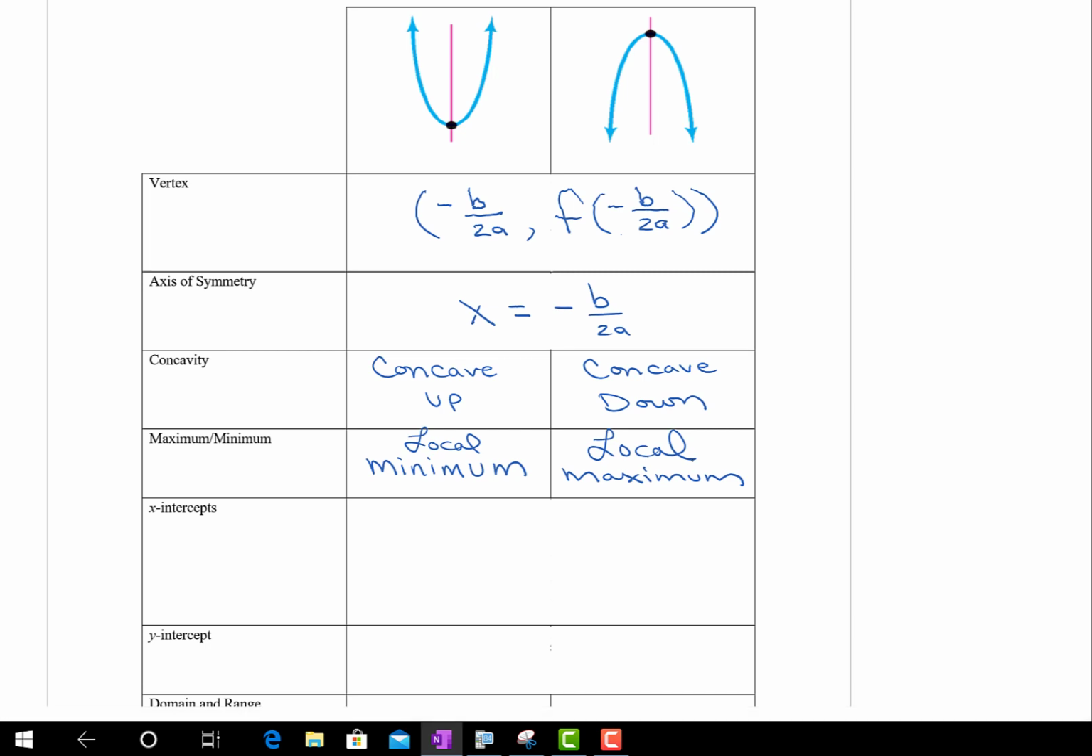The x-intercepts. We're going to basically just use the quadratic formula to write down the formula for these. So if you imagine you're setting y equal to 0 and solving the quadratic equation, you would use the quadratic formula. So the quadratic formula is going to give us the x-coordinate of our x-intercepts.